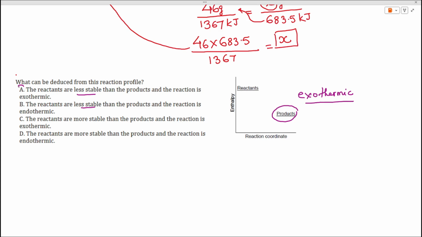So our correct option is option number A, in which the reactants are less stable, which means the products are more stable and the reaction is exothermic.